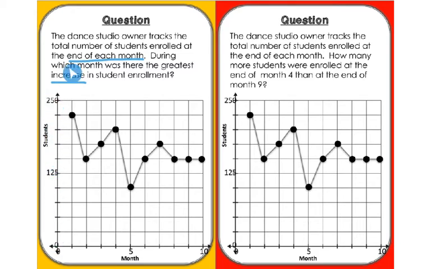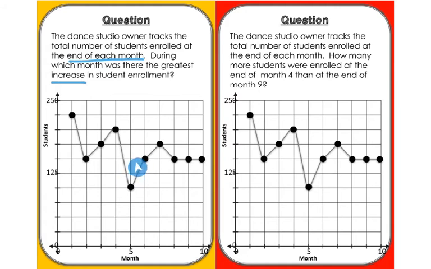They want to know during which month was there the greatest increase. You'll notice an increase when this line is going up. So it's an increase here, here, and here. Now, during this month, it went up by 25 students. Here's an increase of 25 students. During this month, you'll see it's steeper. There was an increase of 50 students during that month. And during this month, another increase of 25 students. So here would have been the greatest increase during this month.